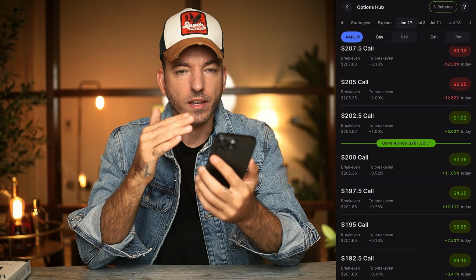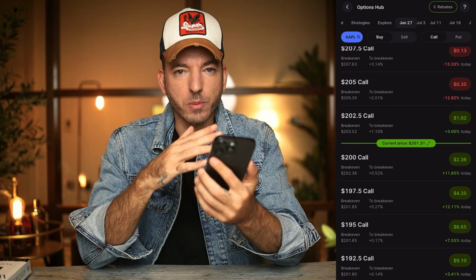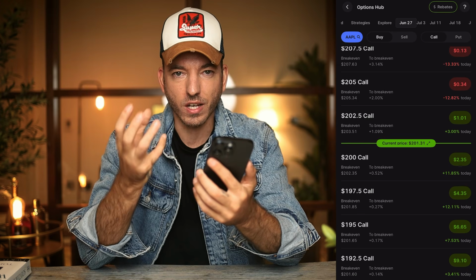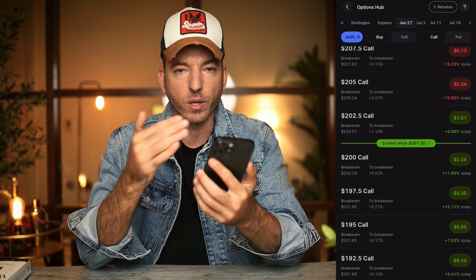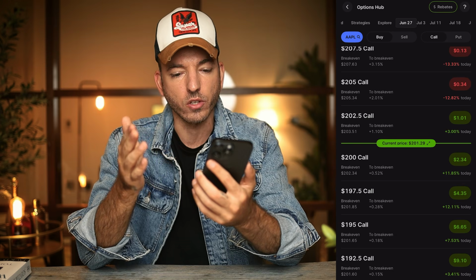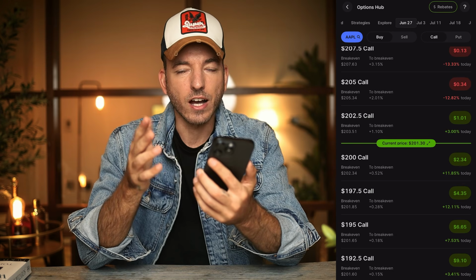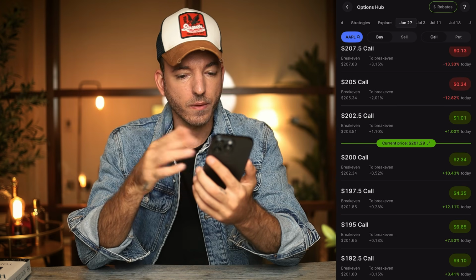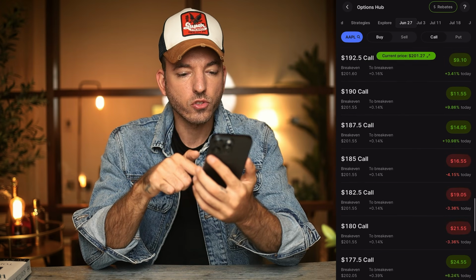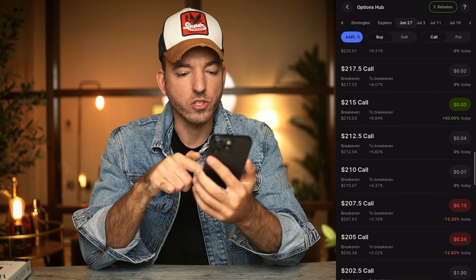You're actually paying it times 100 because one option contract controls 100 shares of the company, right? So this, in fact, is $234, all right? So if you were to buy that contract, it's going to cost you $234. If you were to sell that contract, you are collecting a premium of $234, all right? Now notice you can scroll up and you can scroll down on this option chain, right?